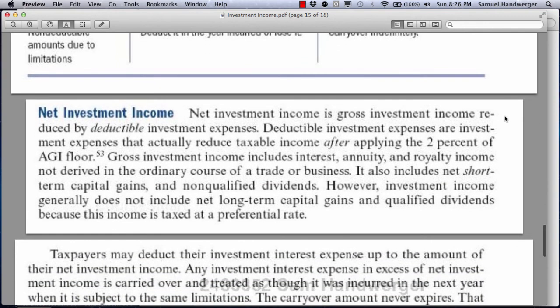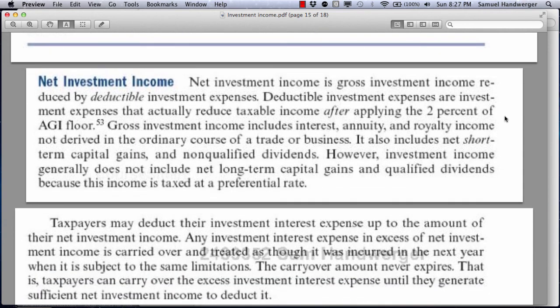All right, here are some more definitions. It tells you what gross investment income includes: interest, annuity, royalty income. So this is almost a definition, or at least a clue as to what it means. Portfolio income includes short-term capital gains and non-qualified dividends. That's good to know. If you have non-qualified dividends, you lose the special preferred capital gain rate, but you get the possibility of deducting more of your investment interest expense, should you have any.